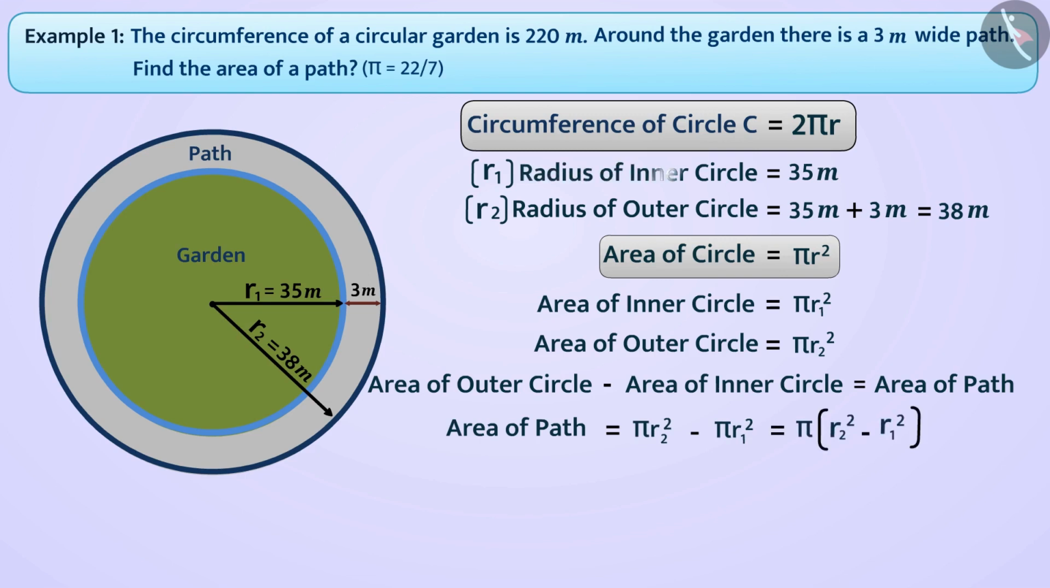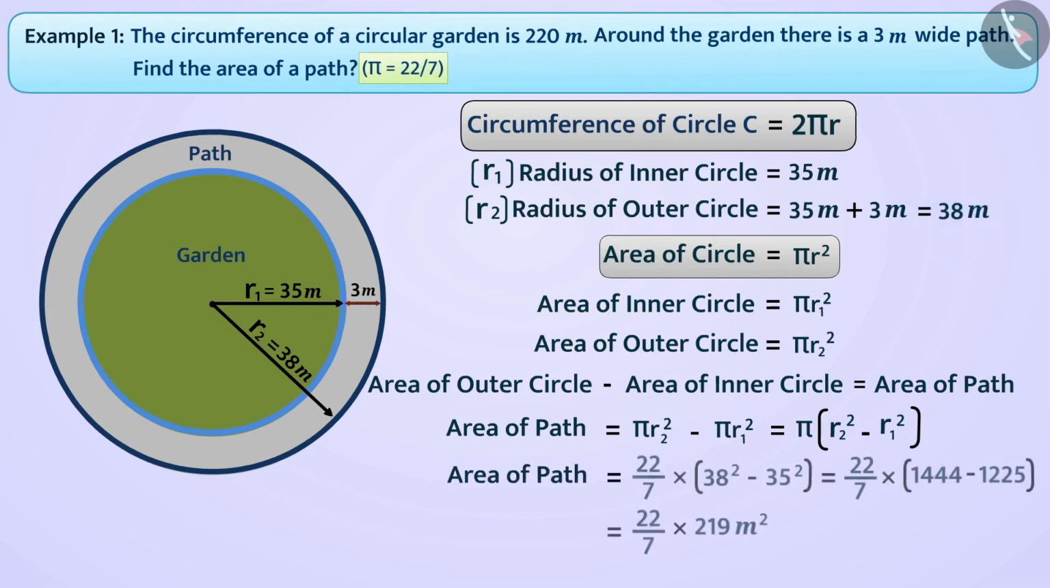Since the radius of the inner circle R1 is equal to 35 meter, the radius of the outer circle R2 is equal to 38 meter and the value of pi is 22 by 7, therefore we will get the area of the path as 688.29 meter square.